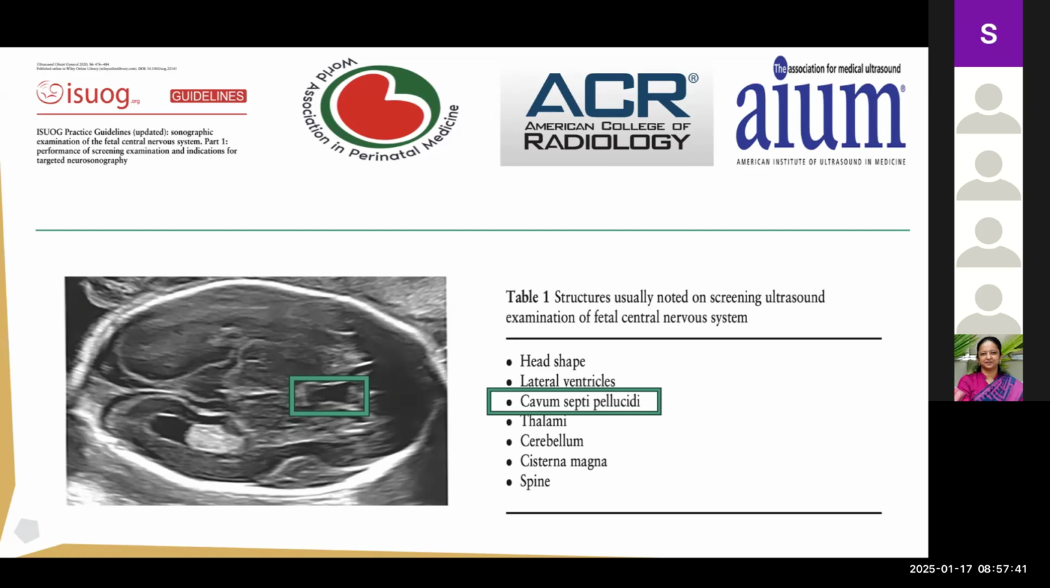Anyway, there are two important questions. One is what is the counseling if it's partial septal agenesis, and is it similar to septal agenesis? And second is the role of the CSP ratio.